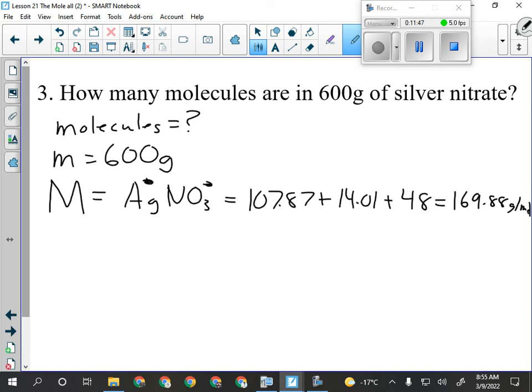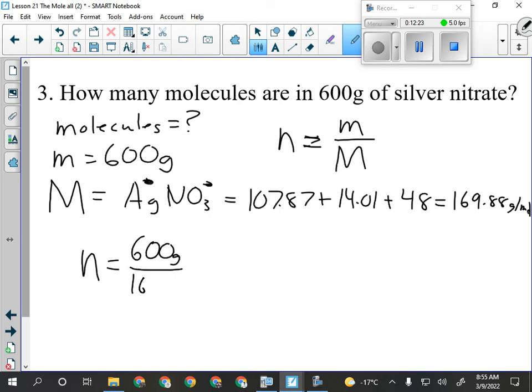So they want me to calculate the number of molecules. Right now, I don't have enough information to do that. But I have little m and big M. What can I calculate with those two things? n, right. I can calculate the number of moles. The mole equation is set up to do that. So n equals little m over big M. So I'm going to do that because I've got the stuff to do that part. So I'm going to calculate n by going little m, 600 grams, divided by big M, 169.88 grams per mole.